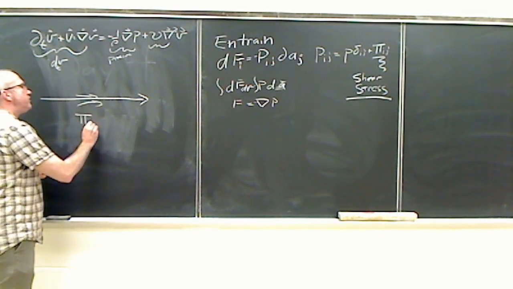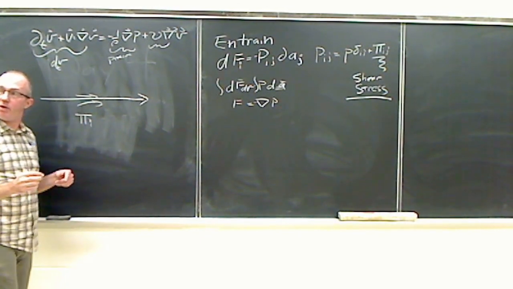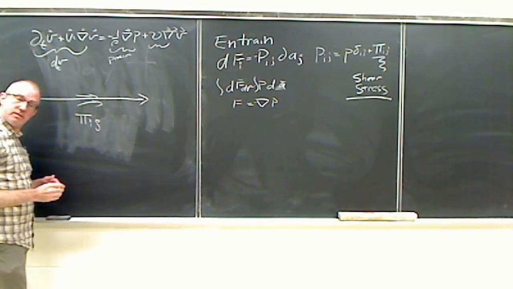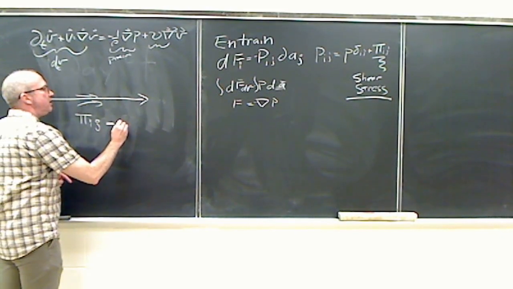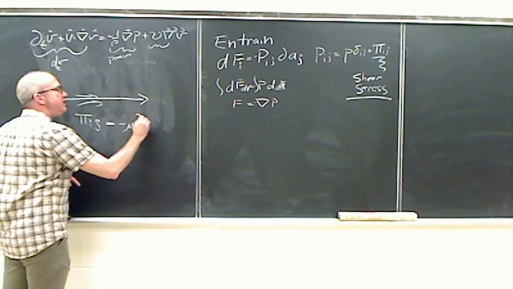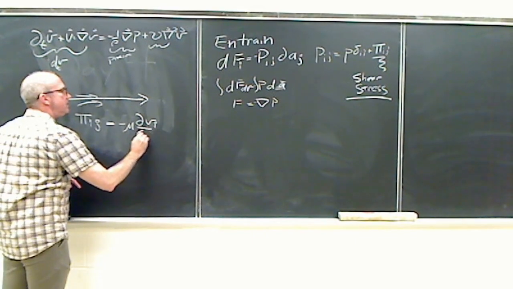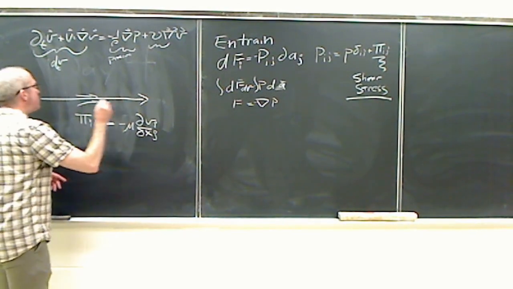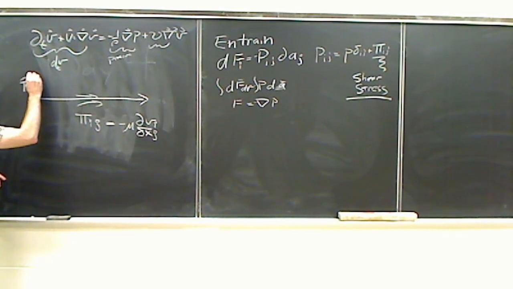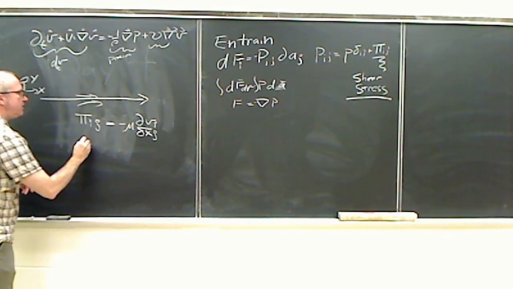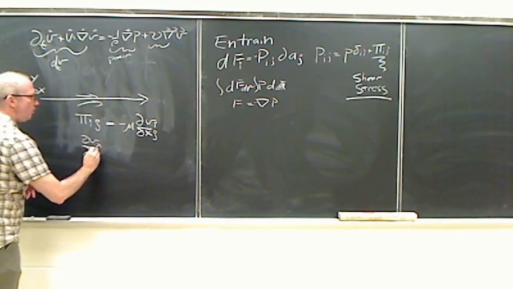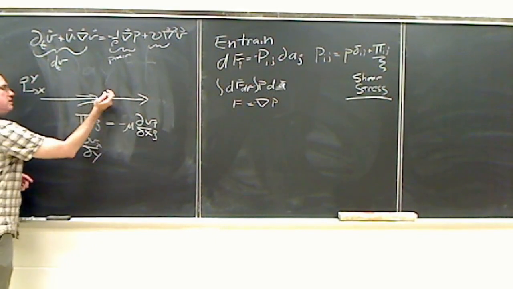So the momentum transfer of the i component of momentum in the j direction is going to be minus mu times dv_i/dx_j. So let's be specific. Let's call this y, and this x. We're talking about dv_x/dy. So let's draw this a little better.